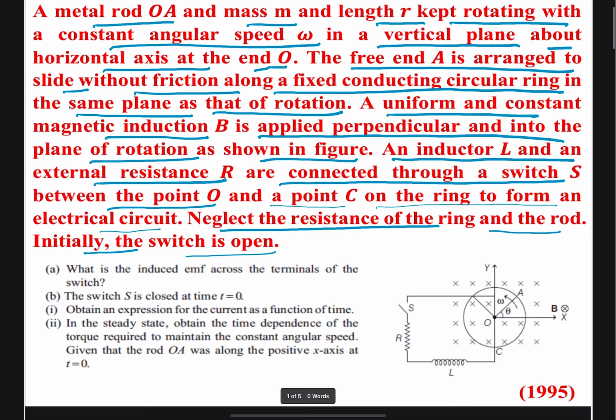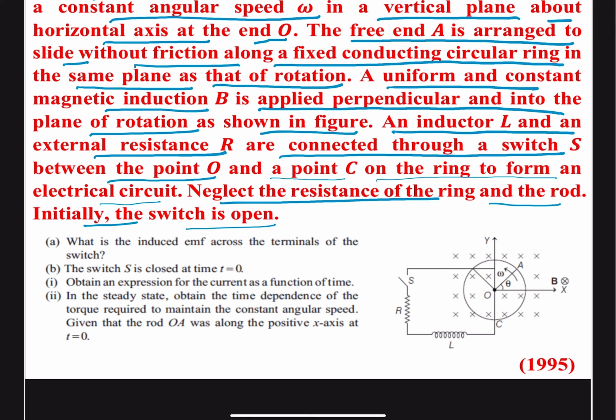So based on this, we have a total of 3 questions, in 2 parts, and part B has 2 subparts. In part A, it is asked what is the induced EMF across the terminals of the switch. In part B, the switch S is closed at time t equal to 0, and based on this we have 2 sub-questions. In the first, obtain the expression of the current as a function of time, and second, in the steady state, obtain the time dependence of the torque required to maintain the constant angular speed, given that rod OA was along the positive x-axis at t equal to 0.